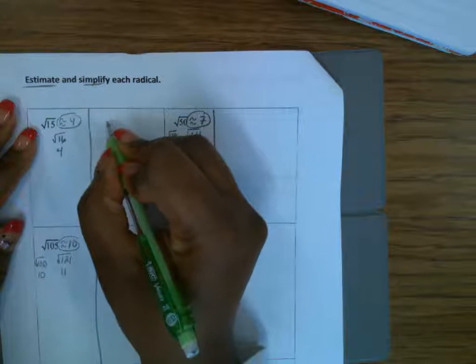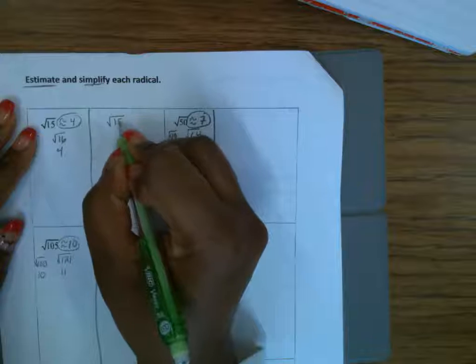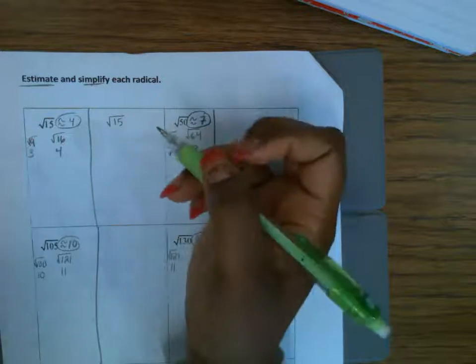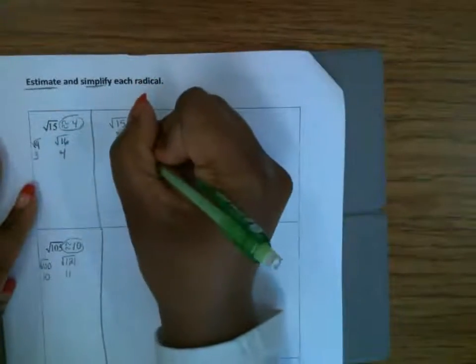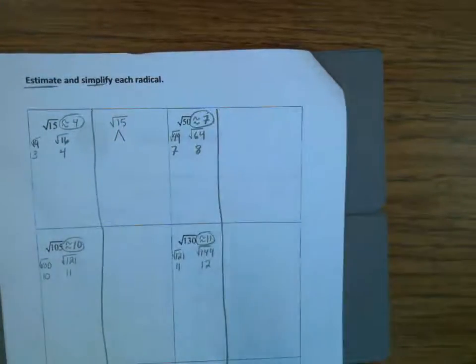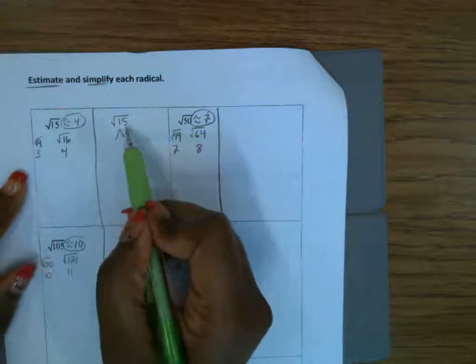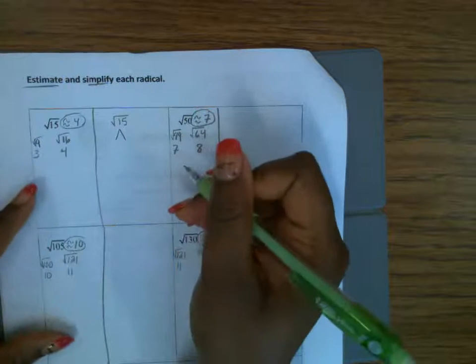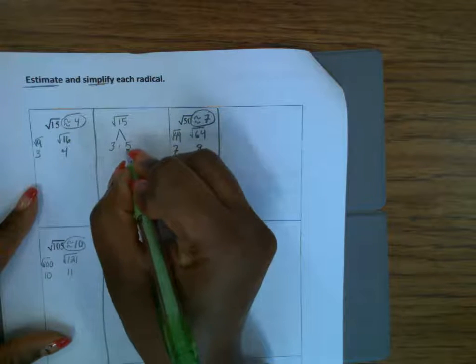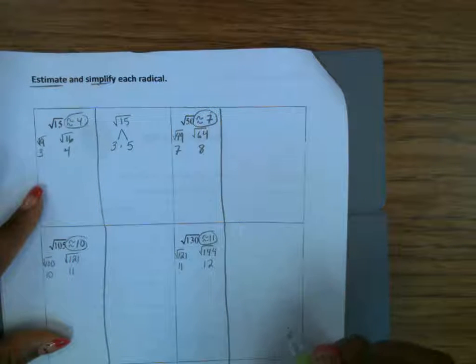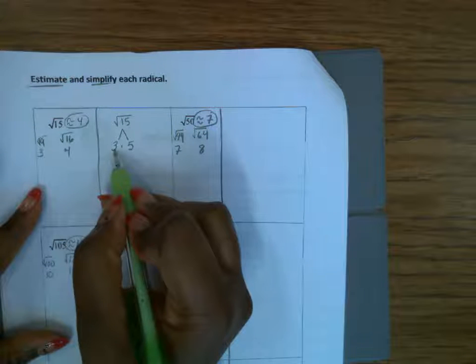Let's do this together. We're going to rewrite the square root of 15, and we're going to draw a factor tree, just as we wrote in our steps and directions. Draw a factor tree and circle the prime numbers. So we think, what two numbers, and remember you cannot use 1, what two numbers can be multiplied to give us 15? Anybody? Very good, 3 and 5. So we're going to put 3 times 5 here. Great job.